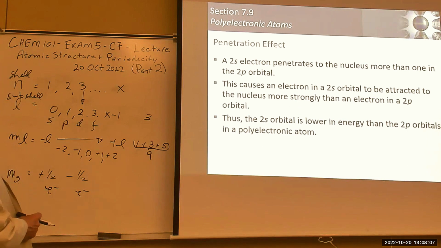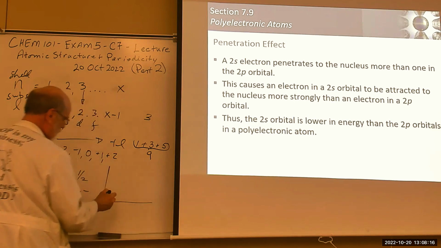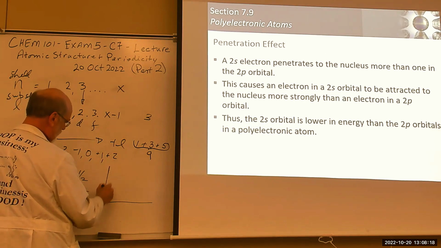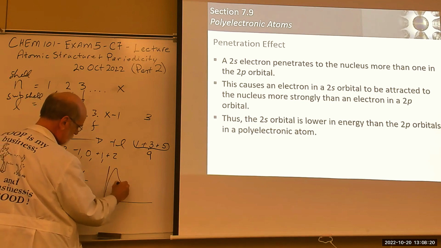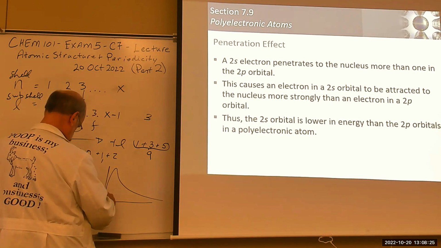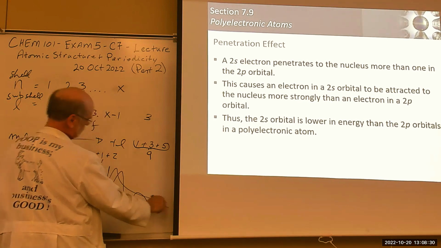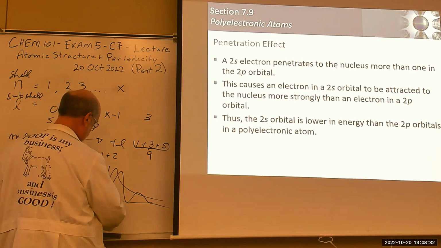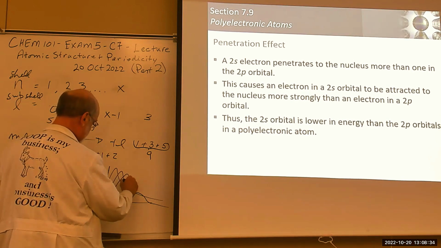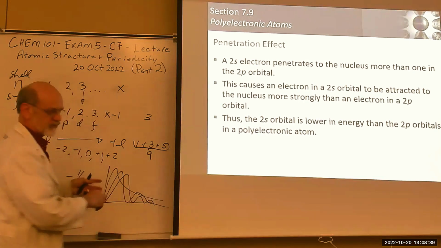Okay. So let's talk about the penetration effect. Remember the diagram where the 1s orbital kind of went like this. And then the 2s orbital was more like this, and then it went to a node, and then it went out like that. And then the 3s orbital was more like this, and then this, and then this. Right, it has two nodes.